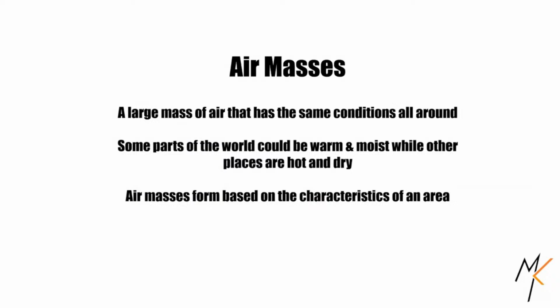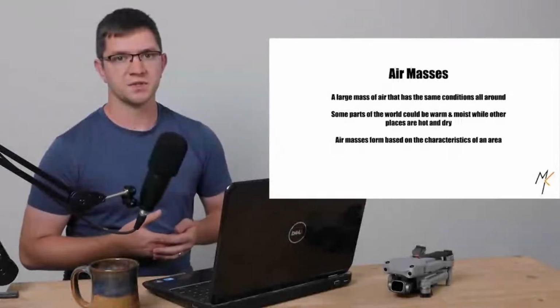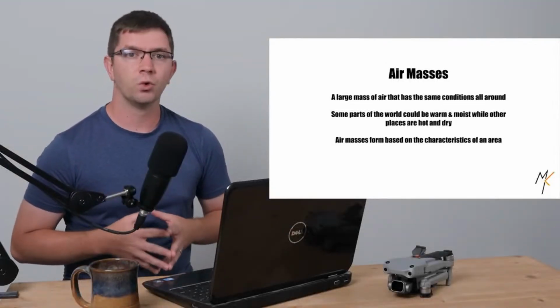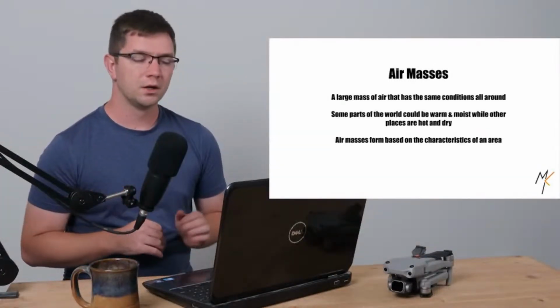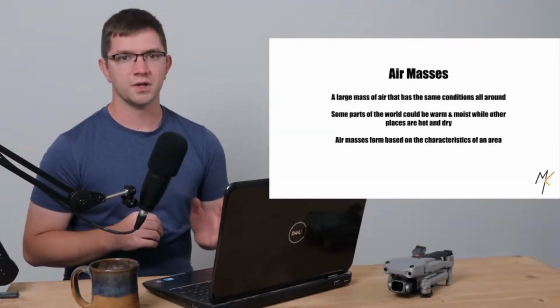Air masses. They are a large mass of air that has the same conditions all over. Examples being if you go to the beaches in California or Florida, air masses there are commonly warm and the air is moist. You go out to Egypt, they have air masses there that are hot but very dry, or even the North or South poles where the air is very cold. All of those are different types of air masses.